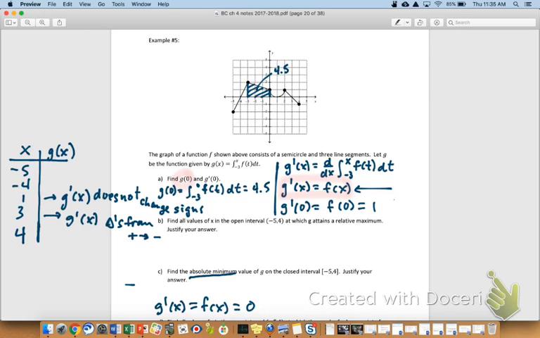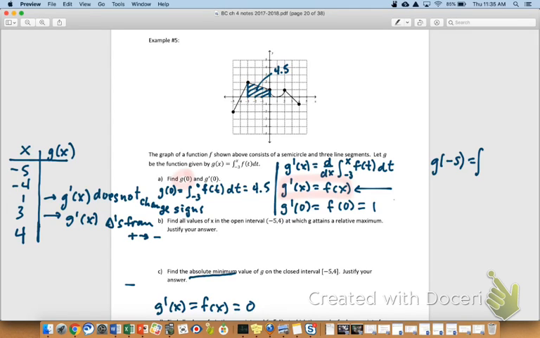So g of -5, g of -4, g of 4. I'm just looking here. I don't see that we've done any of this yet. So maybe we just go back over here. I'll come over here to the side. I'll do my work over here. G of negative 5. What would I need to do to handle this? Just take the definite integral. Yeah, do the definite integral.